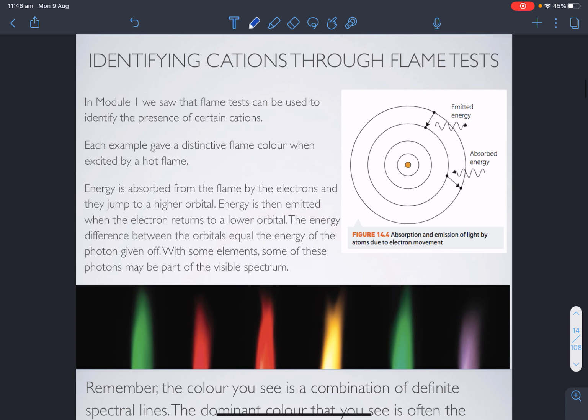Okay, so flame tests. Remember module 1, our Bohr model of the atom, we have the nucleus in here, and we can heat up an element so that electrons jump to an outer shell, and when they relax back down, they will emit a photon of light. Since those electron orbitals are quantized, at a certain energy and distance, the energy emitted through this photon of light is set. It comes at a certain wavelength only.